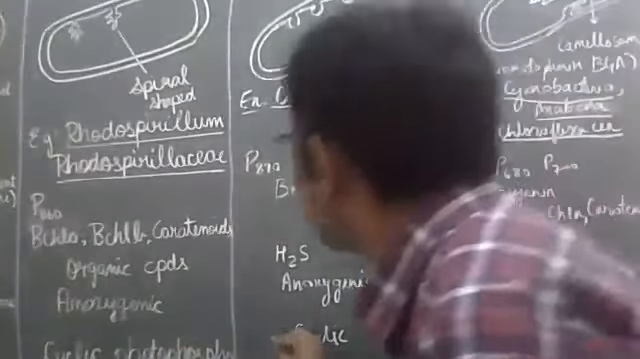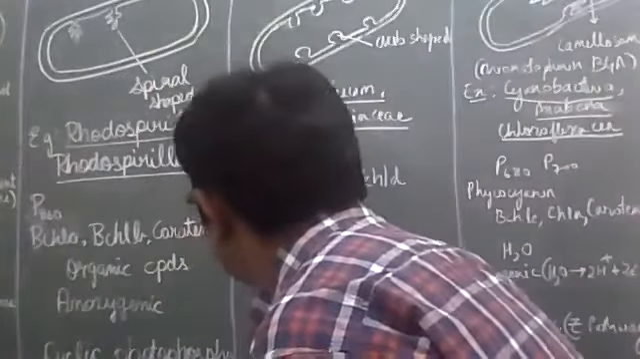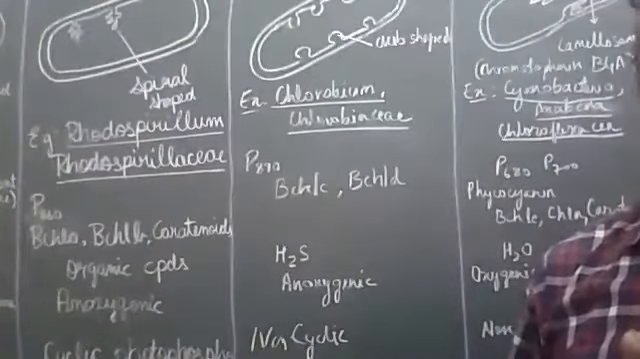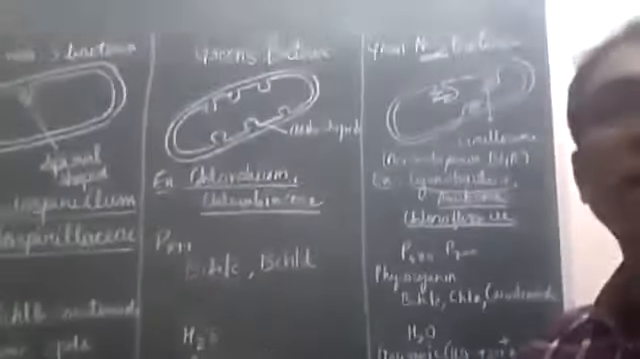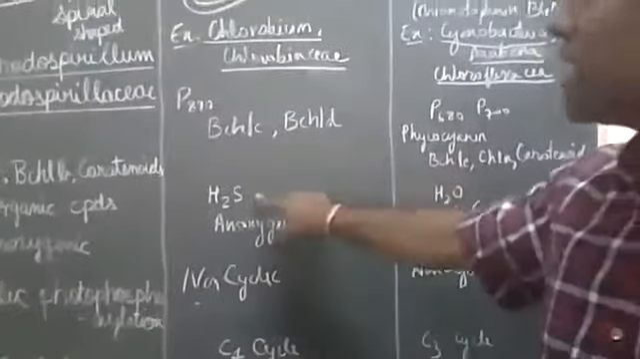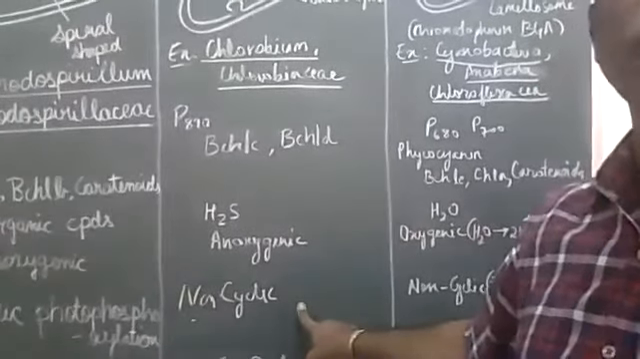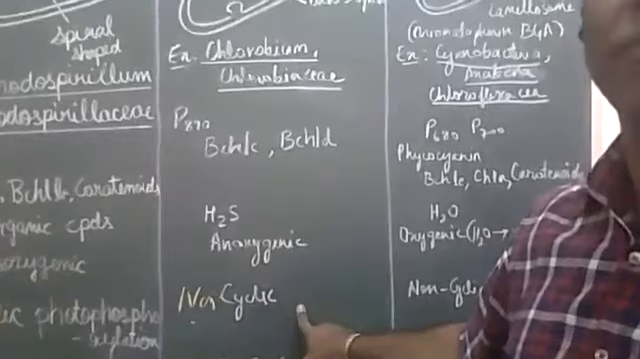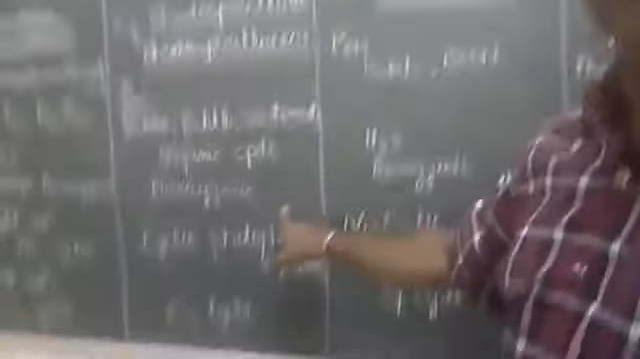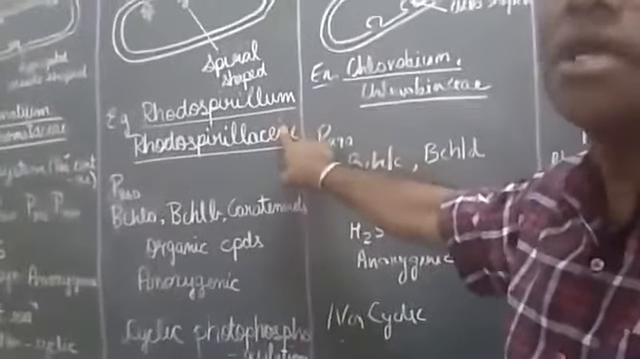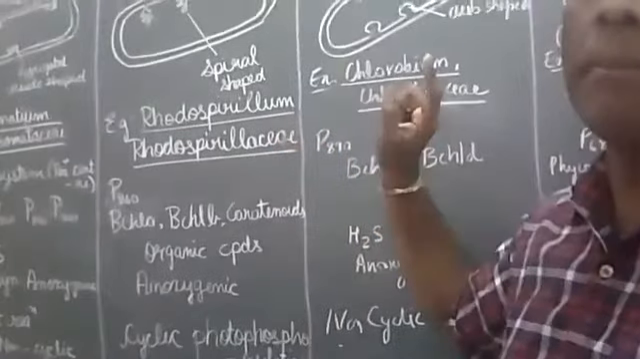They are also non-cyclic. Please, there's a mistake here. Wherever H2S is there, make it non-cyclic. In the table, make a change here. In the third column, wherever H2S gas is utilized, make it non-cyclic. Tomorrow you will understand how I am telling you this. Where only organic compounds are used, they will show cyclic. That means the only bacterium which shows cyclic is Rhodospirillum.